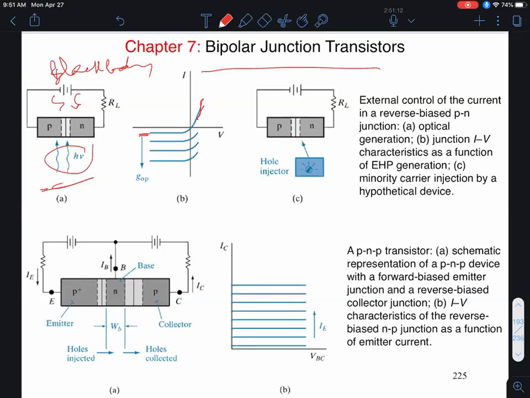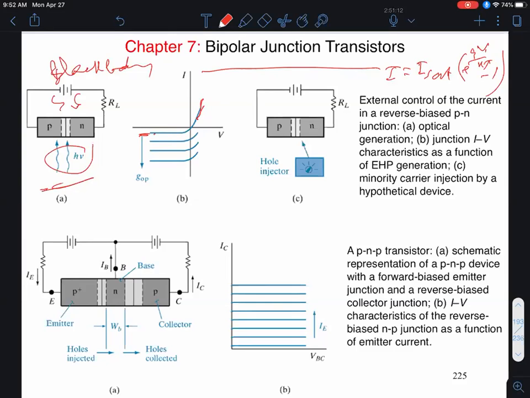In reverse, you'll get reverse saturation current, and we saw that I equals some I saturation times e to the power QV over KT minus 1, right? So if I reverse bias, this current is simply minus I sat, okay? Which is voltage independent. Now, does anyone remember why this current is voltage independent in reverse bias?